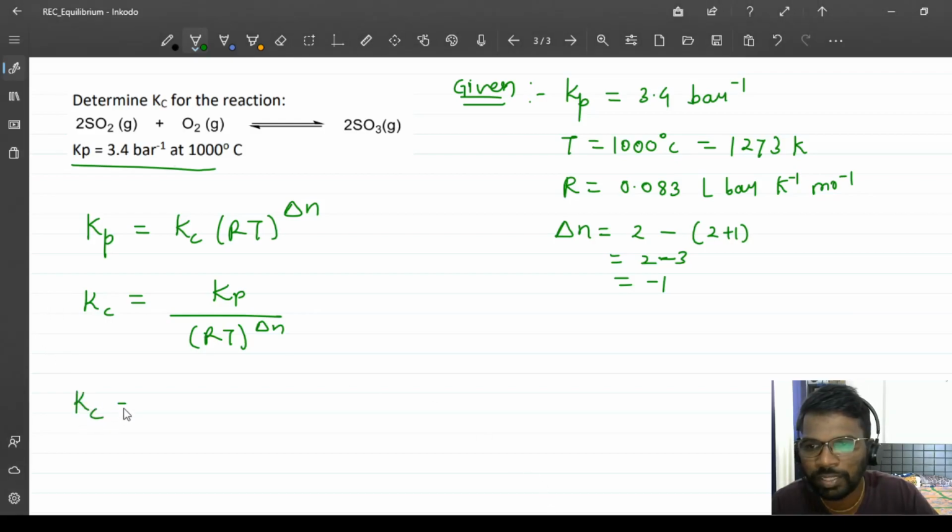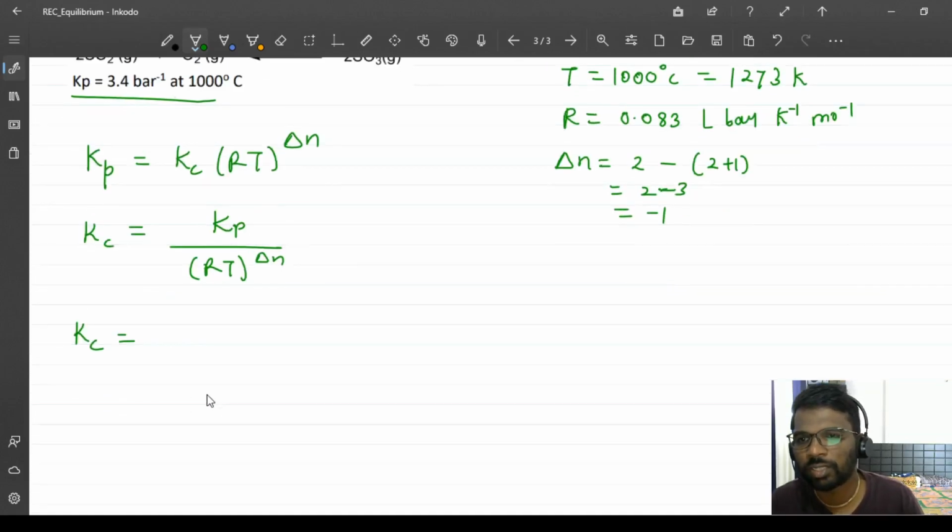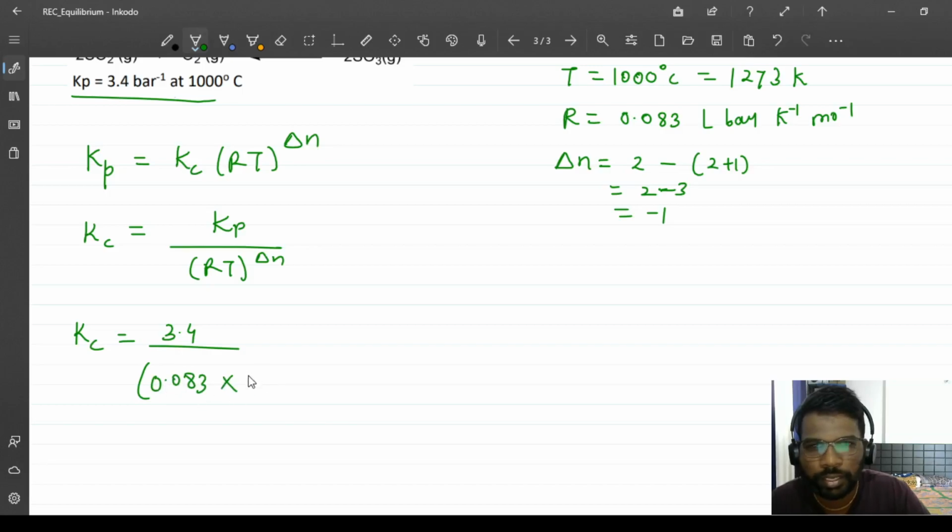So Kc will be equal to, Kp is given to be 3.4. Let's write the units later. Let's solve this numerically. This is 3.4. RT, R I am taking 0.083 into temperature, 1273.15 is there. Let's not take that small value. And delta N is equal to minus 1 over here, so this is whole raised to minus 1. If I take this whole bracketed term to the numerator, it will become positive. So this will be 3.4 and I am taking this whole term on the top.